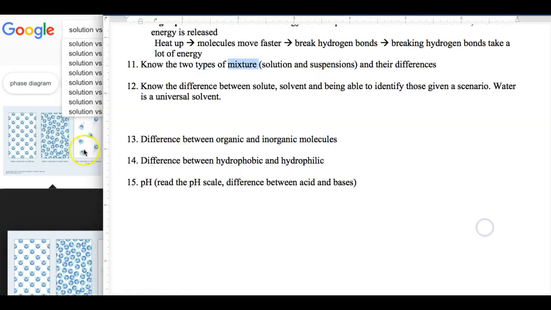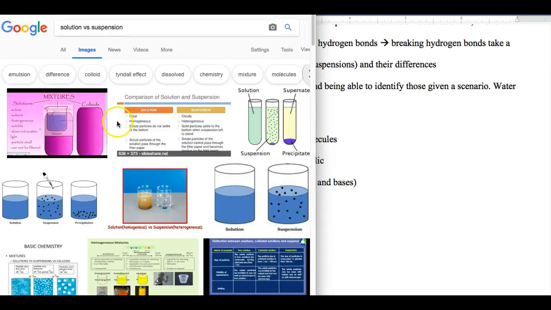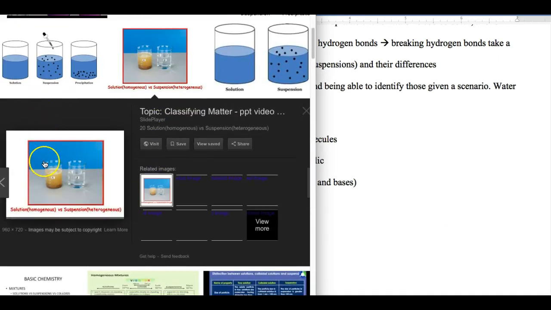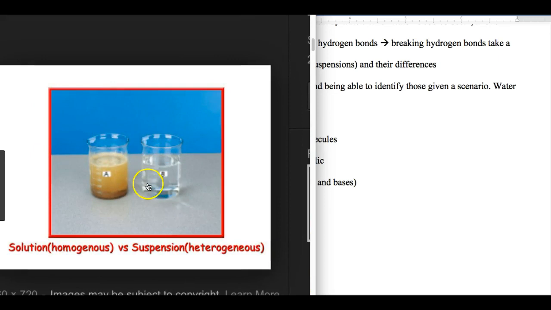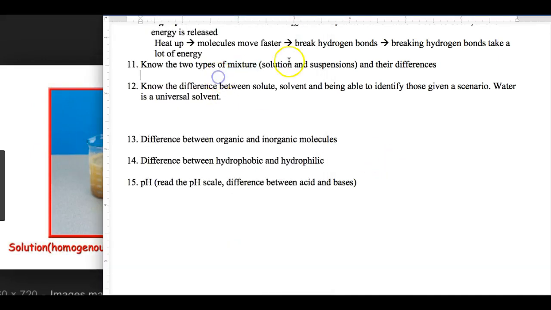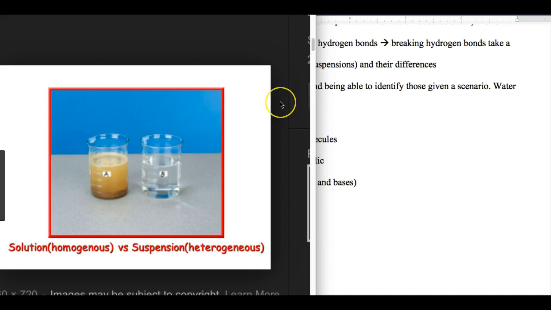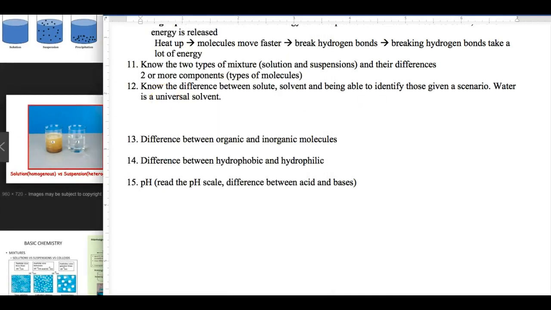What's the other one? Solution versus suspension. If you were to look at a picture right here, on the right side is your solution, and on the left side is your suspension. Whether it's a solution or a suspension, they're both mixtures, so you have to have two or more components or types of molecules mixed together, right? There are many differences between a solution and a suspension.